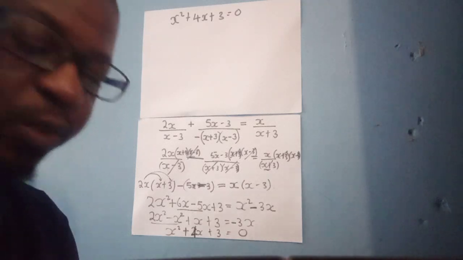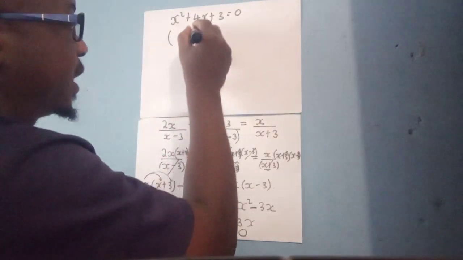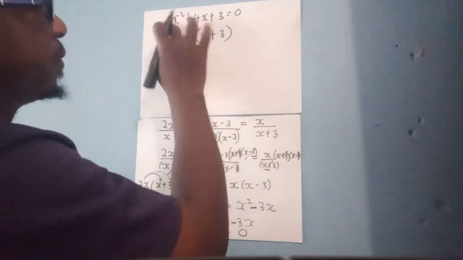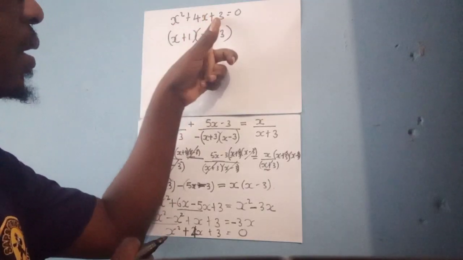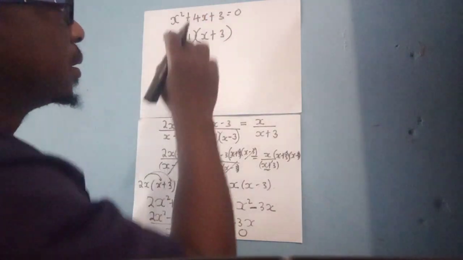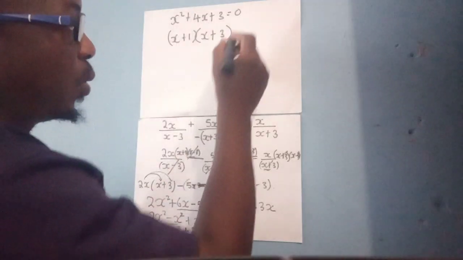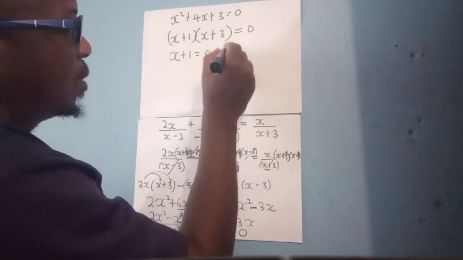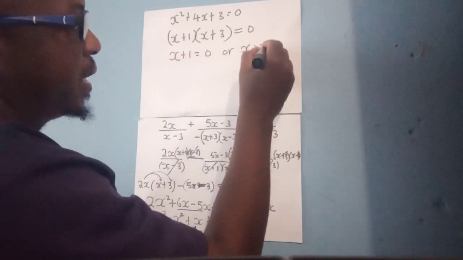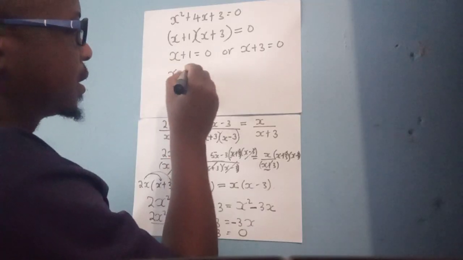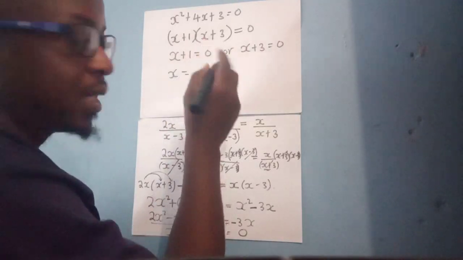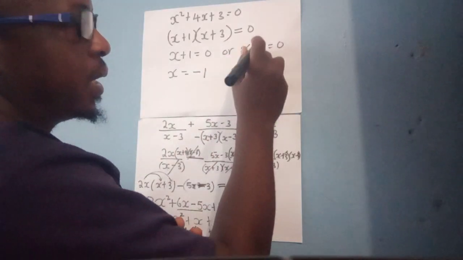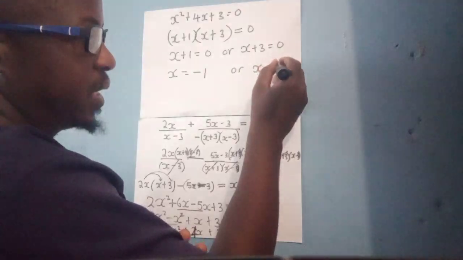Now, at this stage, when we want to factor this, I'll have two brackets, x plus 1, x plus 3, because the factors of 3 that will give us a sum of 4 are 3 and 1. So this is equal to 0. So either x plus 1 is equal to 0 or x plus 3 is equal to 0. X is equal to, I'll take the 1 to the other side of the equation to make it a negative 1. This one also, take 3 to the other side of the equation, becomes a minus 3.